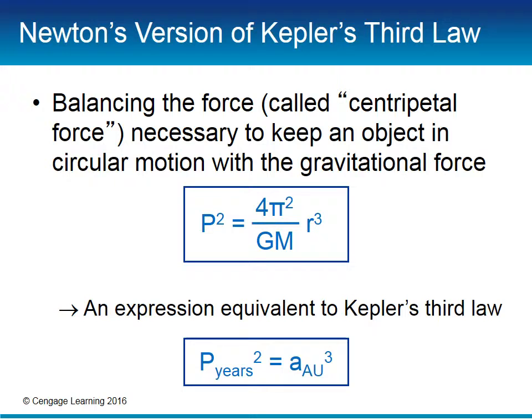Newton's version of Kepler's third law is found by balancing the force called centripetal force, necessary to keep an object in circular motion, with the gravitational force. An expression equivalent to Kepler's third law is period squared equals semi-major axis cubed, where you have the period in years and the semi-major axis in astronomical units.